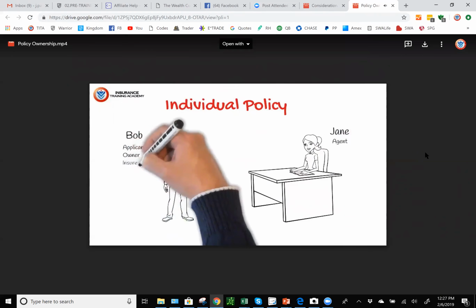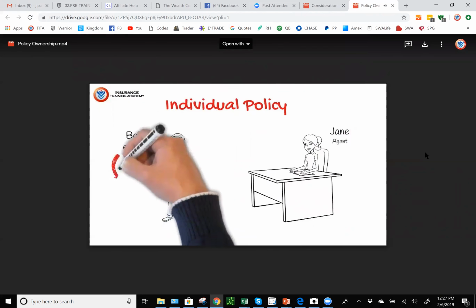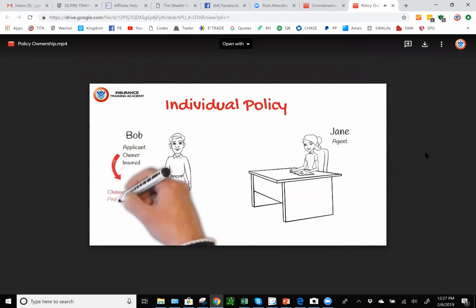Now, it's important to note that as the owner, Bob is going to have all the rights and privileges in the policy, such as paying the premium, making changes to a policy, and naming a beneficiary.